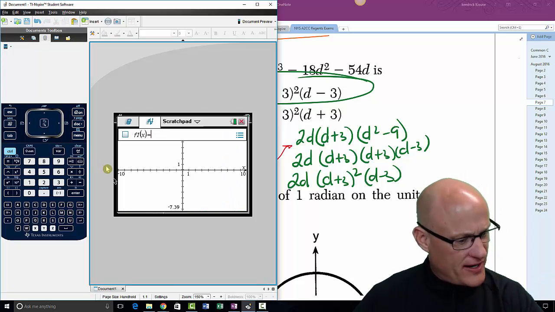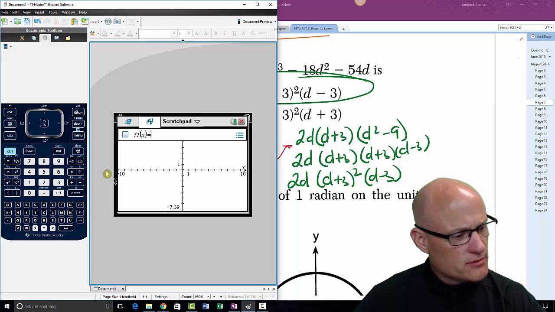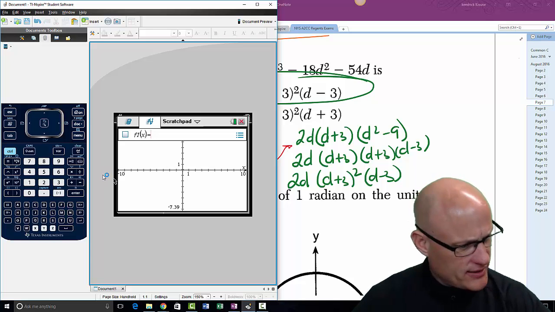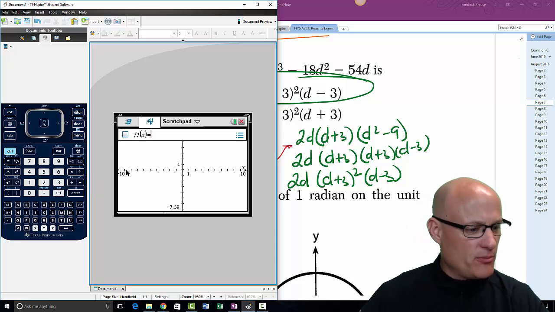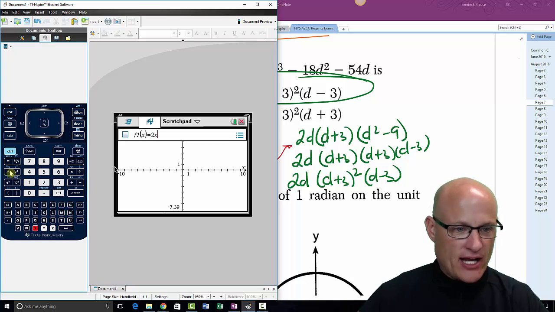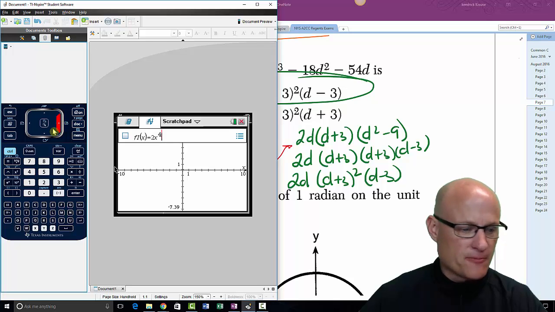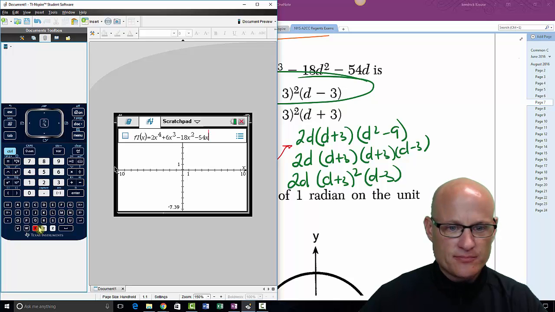So the original was, I'm trying to find it so I don't have to keep looking back. Nope. That's 5. Where the heck is, oh, that's 13. Where's 14? I've somehow misplaced 14. Ah, I found 14. There we go. Nope, there's 15. Okay, so we're going to type in 2d to the 4th, we're going to use x to the 4th, get out of exponent mode, plus 6d cubed, plus 6x cubed, get out of cube mode, minus 18d squared, minus 18x squared, minus 54d, minus 54x. And I hit enter.